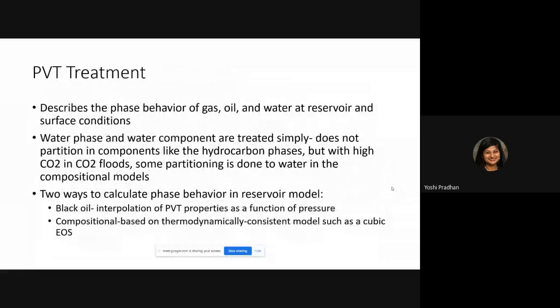And now let's talk about PVT treatment. This describes the phase behavior of gas, oil, and water at reservoir and surface conditions. Water phase and water component are treated simply. Some partitioning is done to water with compositional models. There are two ways to calculate phase behavior in a reservoir model. There's black oil, which is the interpolation of PVT properties as a function of pressure. And then there's compositional, which is based on thermodynamically consistent models, such as a cubic equation of state.